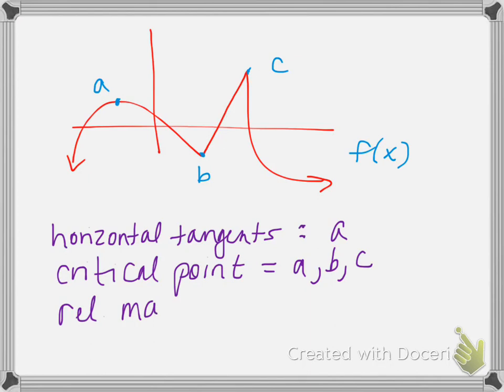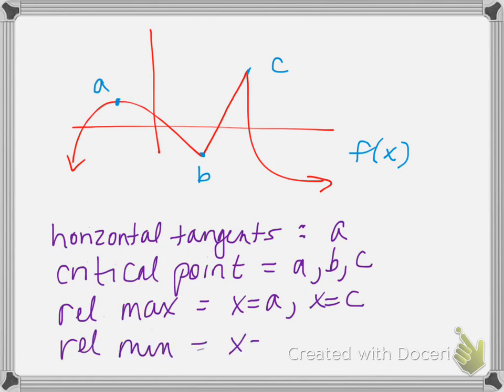If I wanted to know where any places of the relative max would occur, it's any places where there's a maximum around certain values. So x equals A and x equals C are places where there's a maximum. Relative min would be at x equals B.